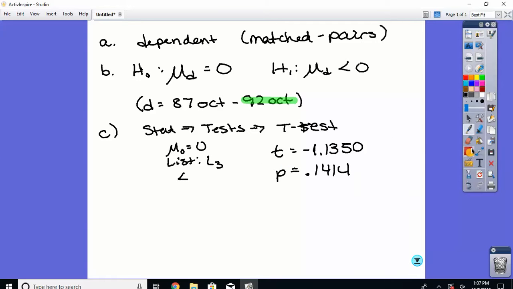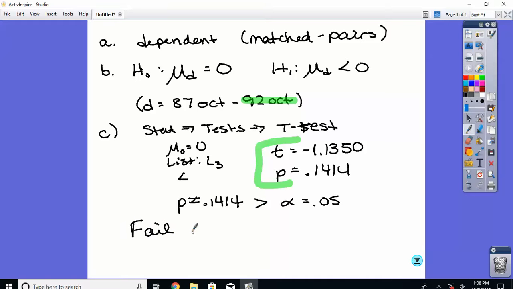Yes, ma'am. How many decimals? I usually do 4. Alright, so our conclusion, you also need that. We've got these. What's my conclusion? If we look, our alpha was 0.05. So my P is greater than. What does that mean? Fail to reject.